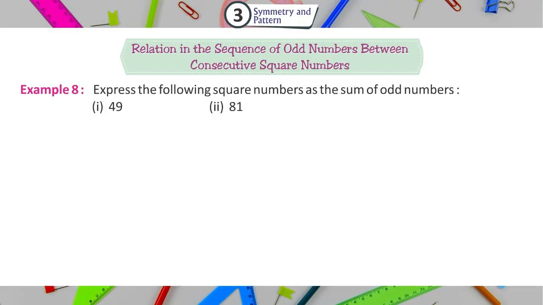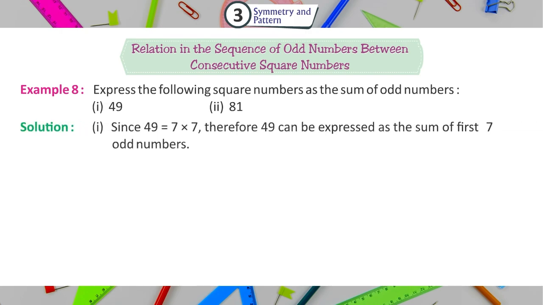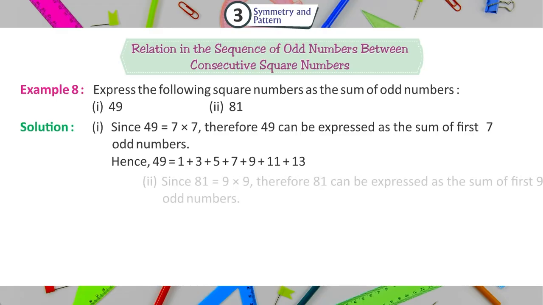Example 8. Express the following square numbers as the sum of odd numbers. 1, 49, 2, 81. Solution. 1. Since 49 is equal to 7 into 7, therefore 49 can be expressed as the sum of first 7 odd numbers. Hence, 49 is equal to 1 plus 3 plus 5 plus 7 plus 9 plus 11 plus 13.